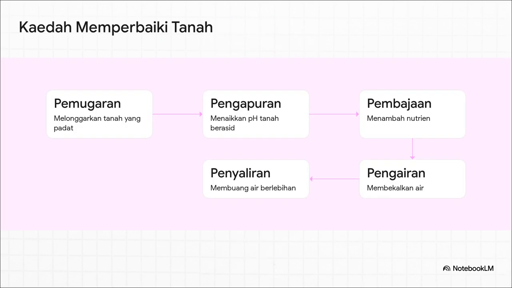In farming, there are 5 key methods. Tillage is basically loosening up compacted soil. Liming means adding lime to raise the pH if your soil is too acidic. Fertilization, well, that's for adding nutrients. And finally, you have irrigation and drainage. That's all about water management. You add water when it's dry and get rid of it when there's too much. Each method tackles a very specific problem.